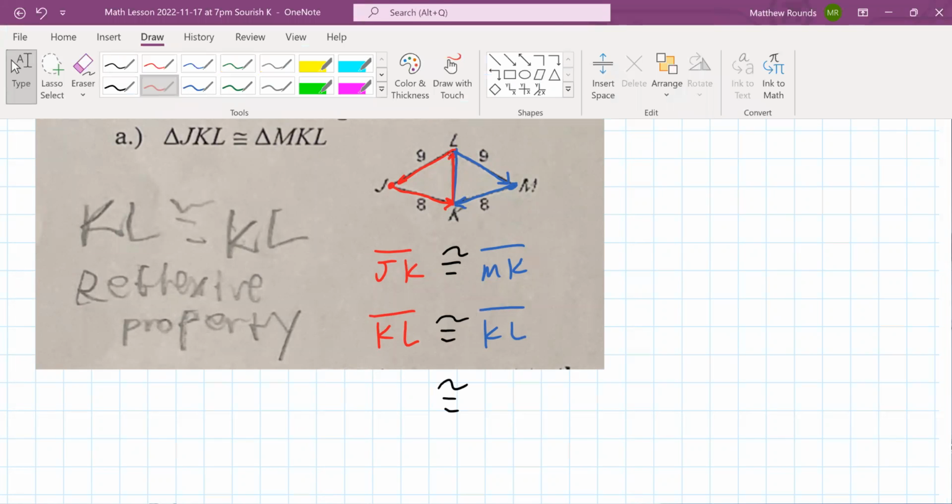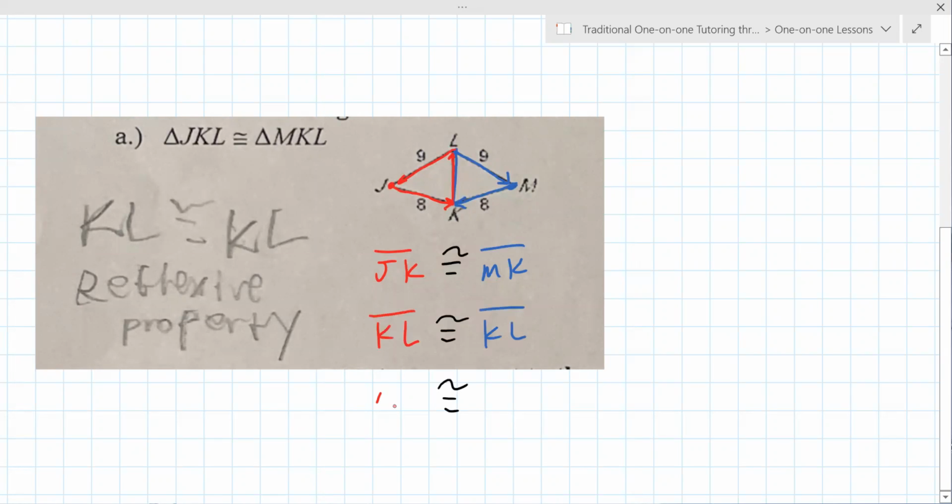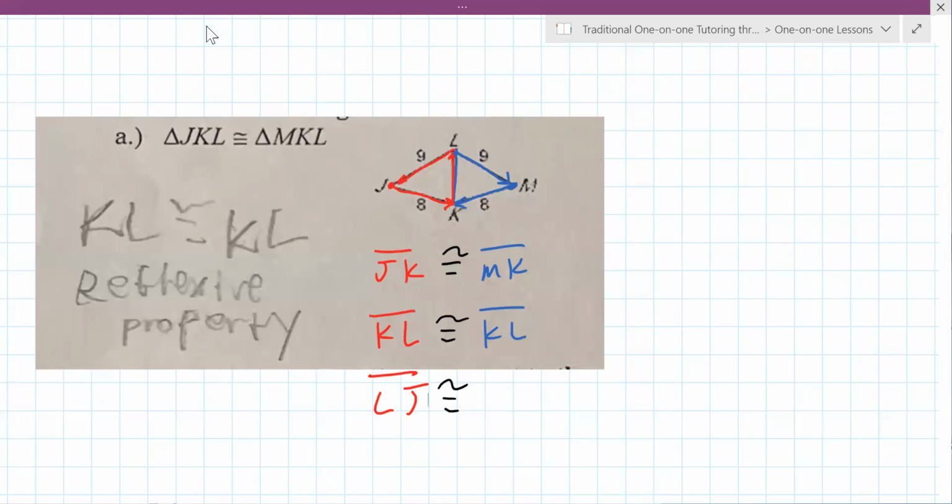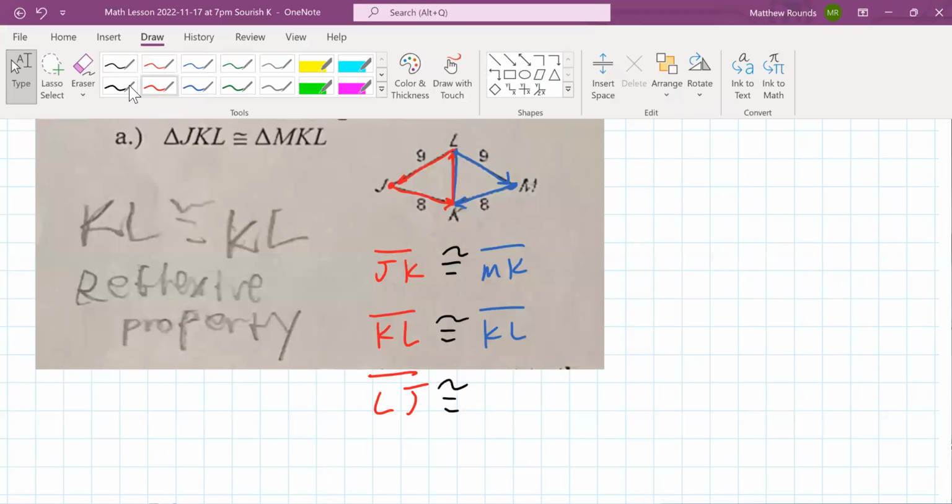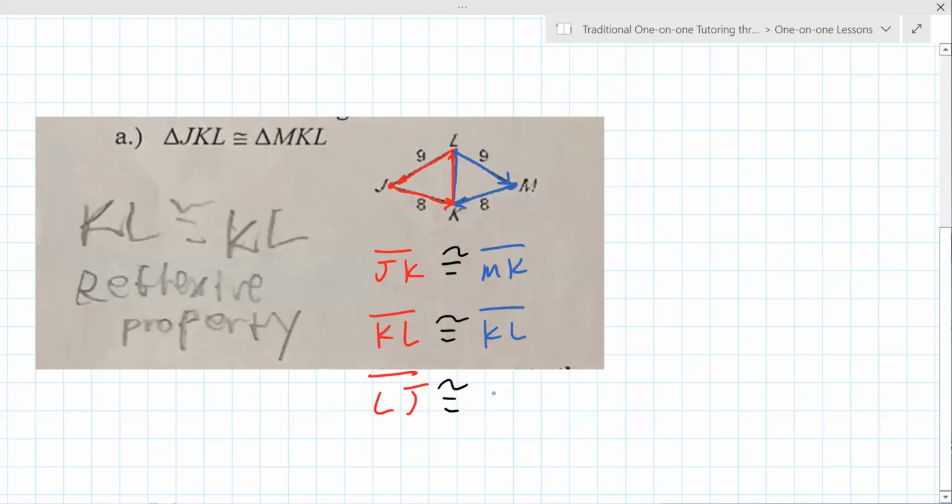Then the last piece, L back to J. So you're going back to the original, and LJ right there. Is LJ congruent to LM? Yep. That's good.